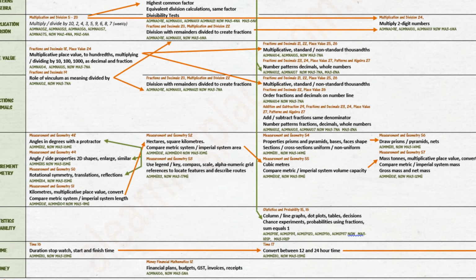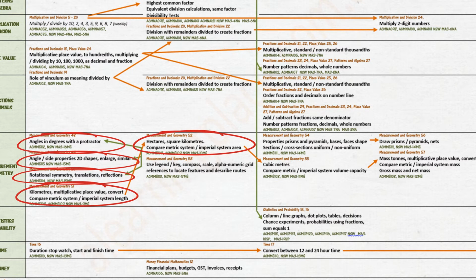In measurement and geometry, students begin to measure and construct angles in degrees using a protractor, and they use this understanding to investigate the angle and side properties of two-dimensional shapes, enlarging the shapes to make similar shapes, and to investigate rotational symmetry. They use their understanding of multiplicative place value to thousandths to convert between metric units of measurement of length. They use their understanding of the metric units of measurement for length to investigate hectares and square kilometres.